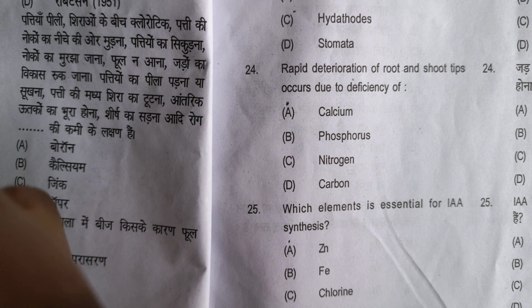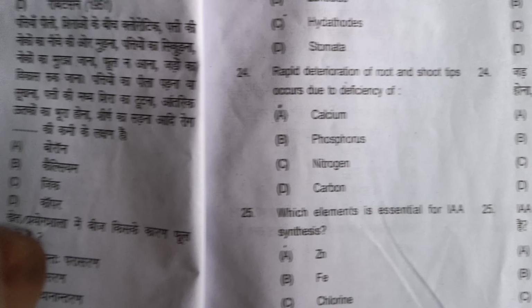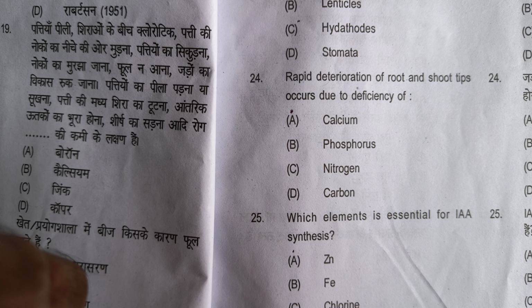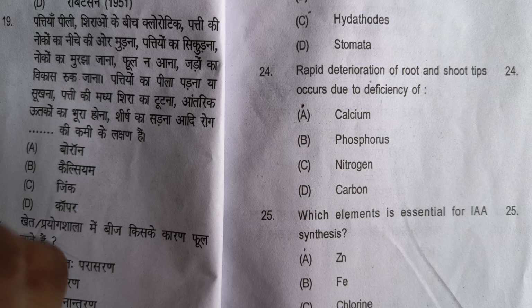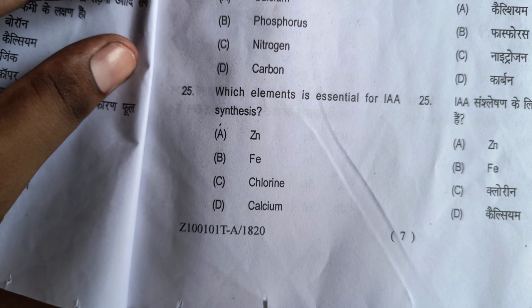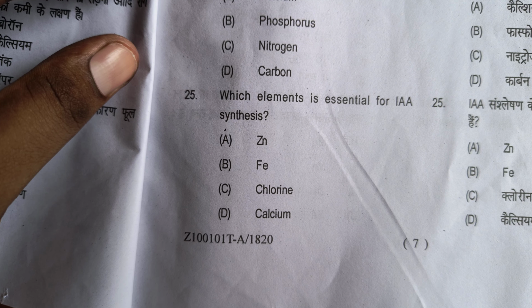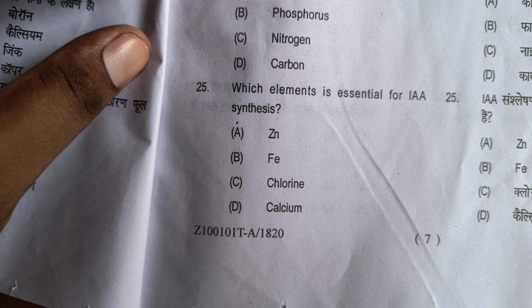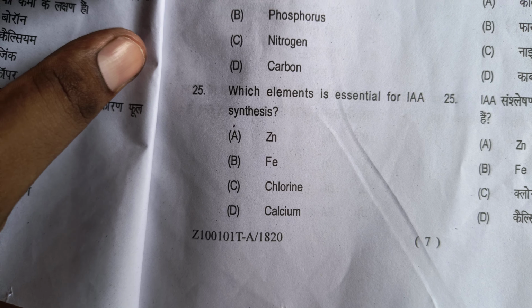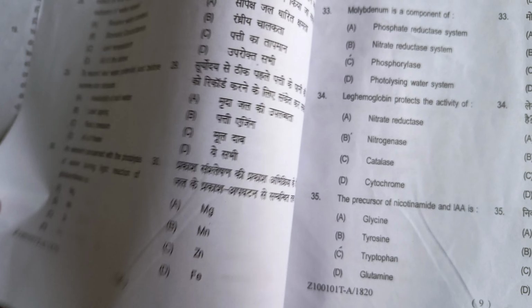Next, repeated dieback of root and shoot tips occurs due to deficiency of. Option A is correct, calcium. Next, which element is essential for IAA synthesis, indole acetic acid synthesis? The right answer is option A, zinc.